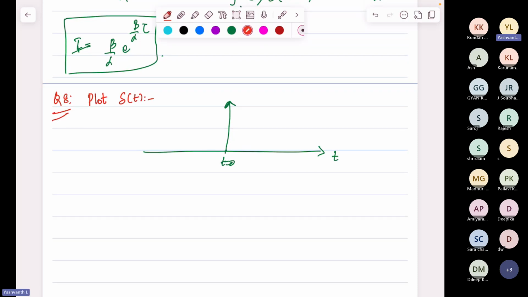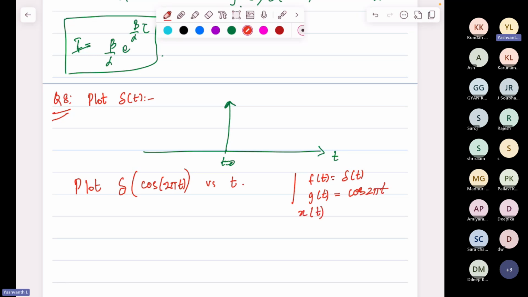Now, this is not something difficult. What I'm going to ask is as follows. Plot delta of cos 2 pi t versus t. Do you understand what I'm doing? This is nothing but composition of functions. That is, if you define f of t as delta of t and g of t as cos 2 pi t, I'm essentially asking for the signal x of t given by f of g of t.